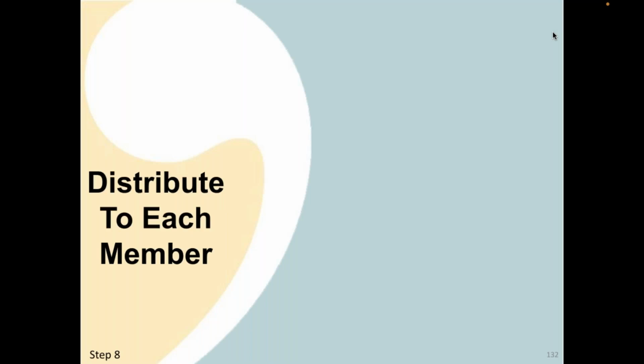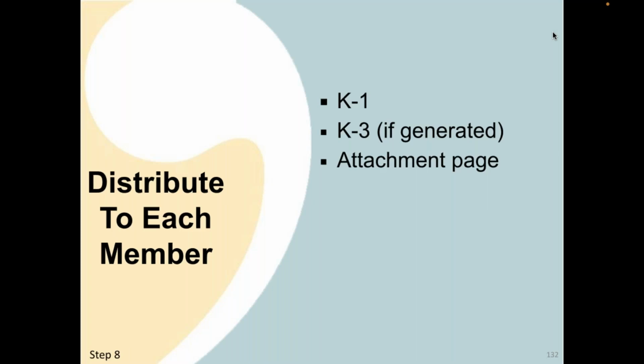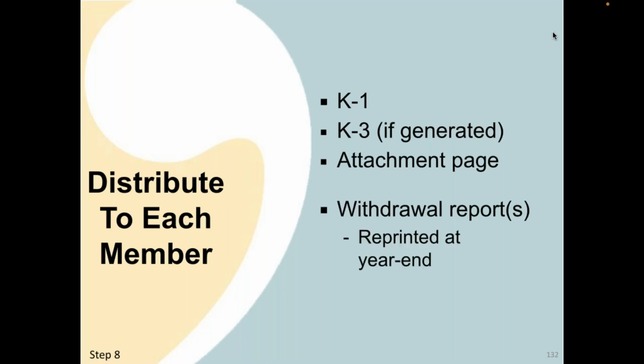If they don't download their documents, you need to distribute to each member a copy of the following from your club: their K1 and a K3 if it was generated, with all the attachment pages. Also give them a copy of any withdrawal reports pertaining to them that you've reprinted at the year end.